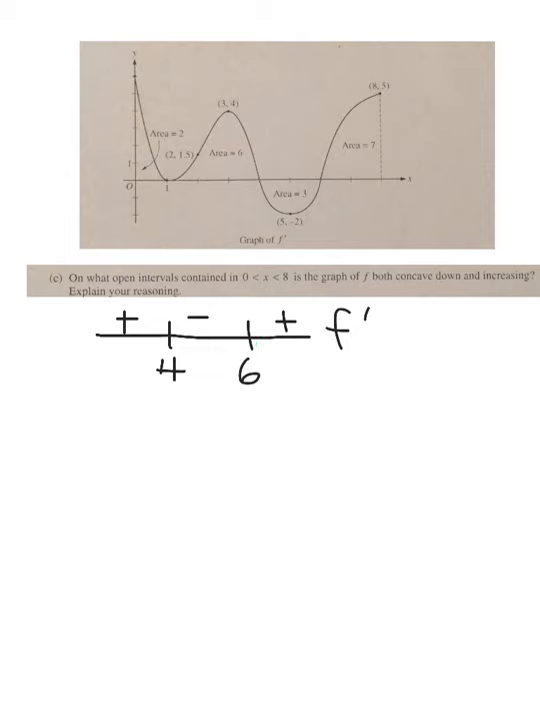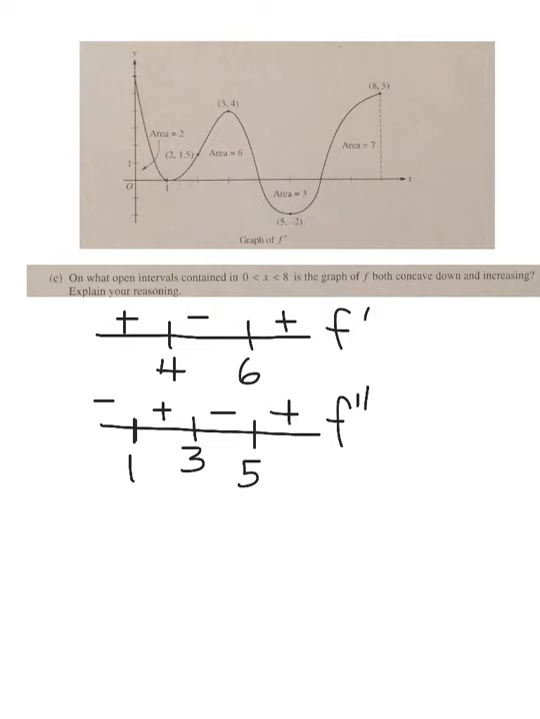Okay, now concave down means second derivative, right? So we need to do a second derivative sign chart. What do we look for? Because I have a first derivative picture, we look for increasing and decreasing, correct? So I've got decreasing till I get to 1. Then I'm increasing till I get to 3. Then I am decreasing until I get to 5. And then I am increasing after that.